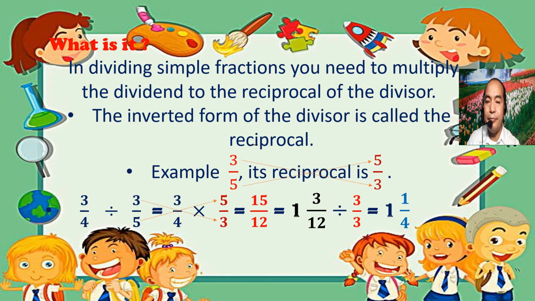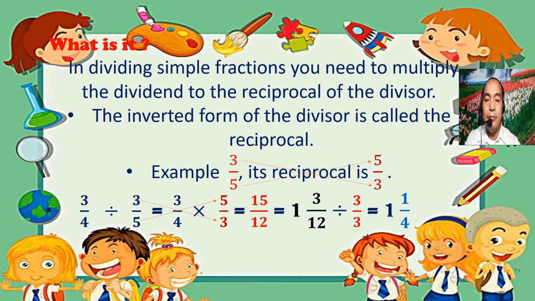So this is the example: 3/4 divided by 3/5. What does the rule say? We are going to invert or get the reciprocal of the divisor. Our divisor is 3/5. Therefore, 3/5 will become 5/3. From division, the operation will become multiplication. So we have 3/4, which is the dividend, to be multiplied by the reciprocal. The reciprocal of 3/5 is 5/3.